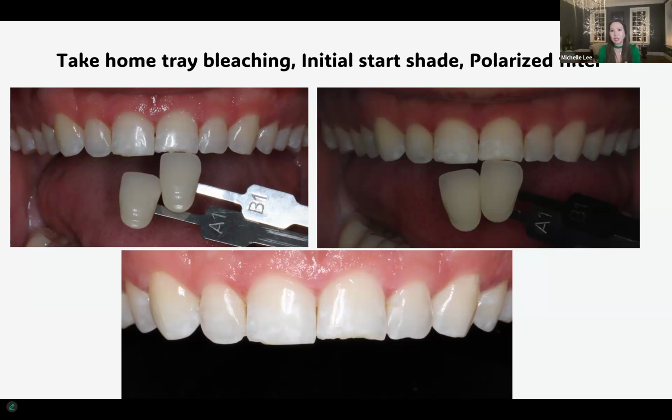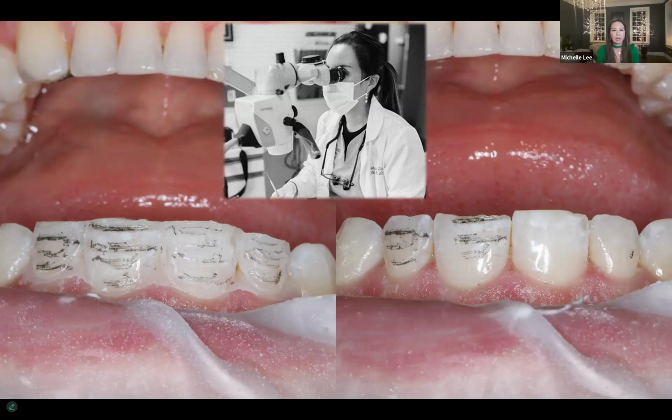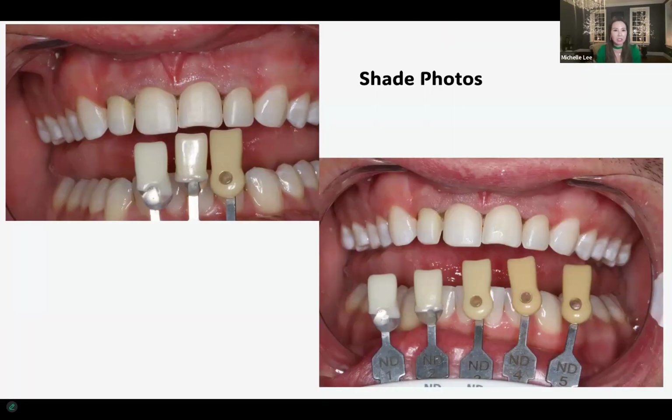I get an initial start shade. I use my polarized filter to really document the shade well. I then use the putty matrix. I do the trial smile and I cut back from that. So I prep through my prototypes, which is really helpful because I realize that it can be an extremely conservative preparation.